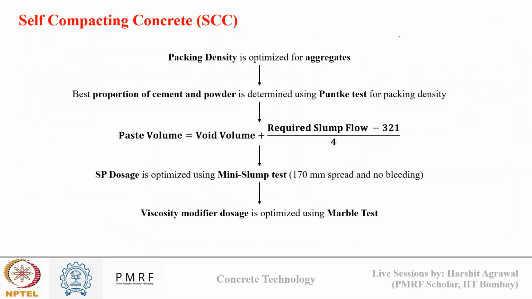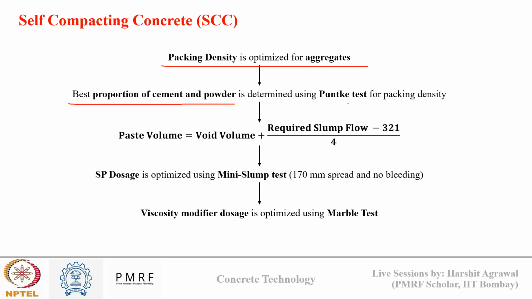Now, how are these things engineered to make a self-compacting concrete? This flowchart just shows you a short overview of the process. First we start with packing density optimization of aggregates. Once we have optimized the packing density of aggregate, we choose the best proportion of cement and powder.